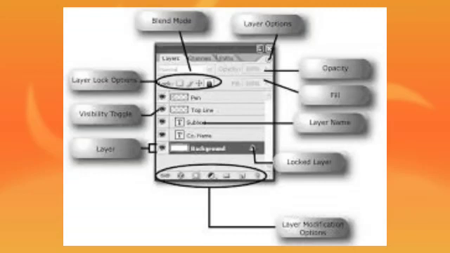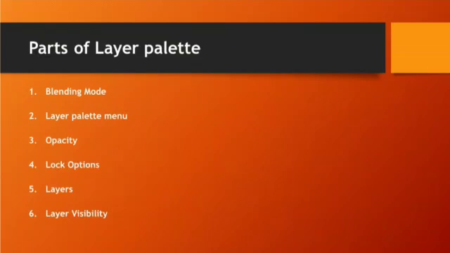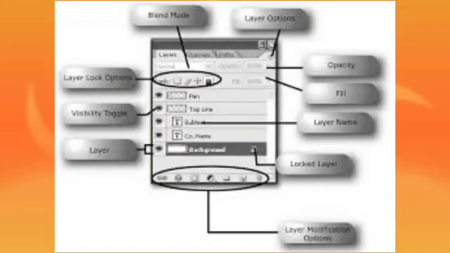In the layer palette we have to mention different parts. Namely, 6 different parts are available in the layer palette. Those are blending mode, layer palette menu, opacity, lock options, layers, and layer visibility. Going through the parts of the layer palette window, the first one is blending mode. Blending modes are special effects for the layers, like normal, dissolve, etc. The layer palette menu displays a list of options for working with layers.